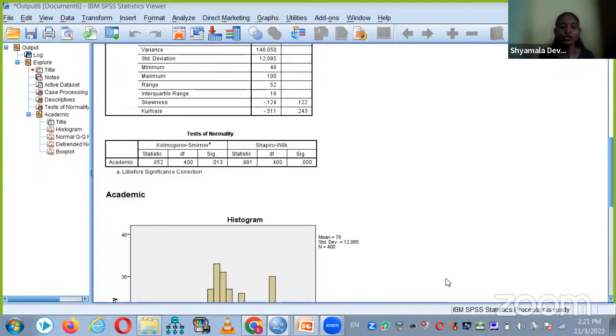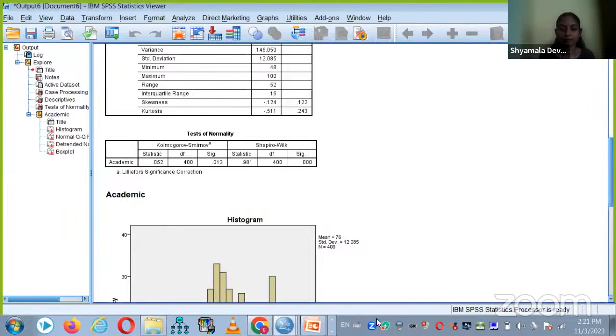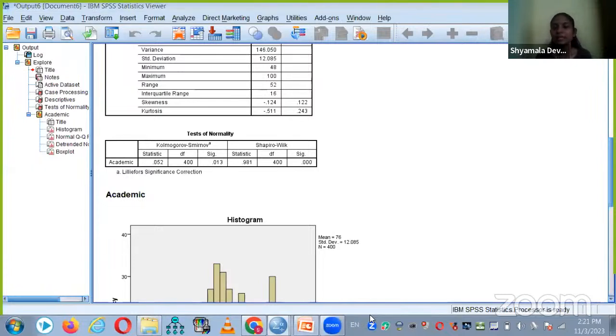You can post your answers in the chat box. The data is not normally distributed. Okay, Sharika has given the answer as the data is not normally distributed. Any other answer? Okay. See, actually, non-normal data, Vijay.